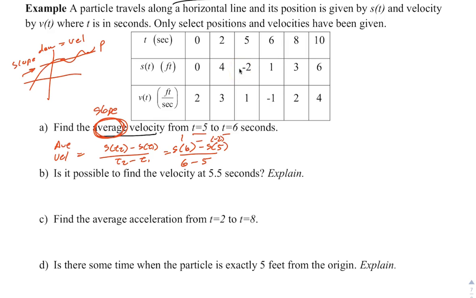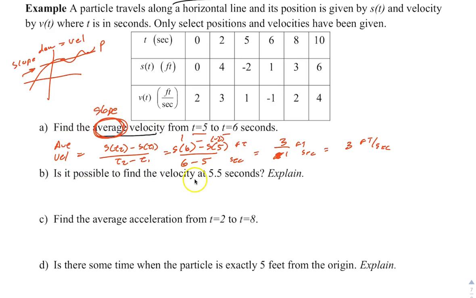Now keep in mind, I should be doing my units. S is in feet, and time is in seconds. So this is feet per second. That's 1 minus negative 2, so 3 over 6 minus 5, which is 1. So I get 3 feet per second as the average velocity from 5 to 6. That changes depending on where I'm at, but between 5 and 6, average velocity is 3 feet per second. So again, it's all about using the one above it. When we have velocity, it's the one above, using position.